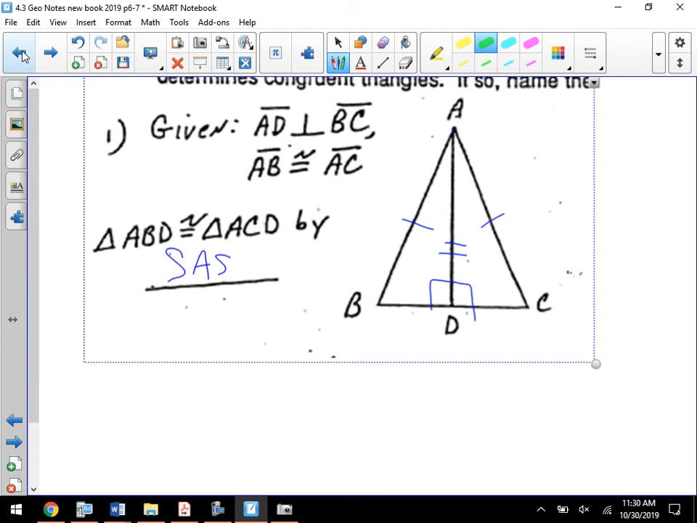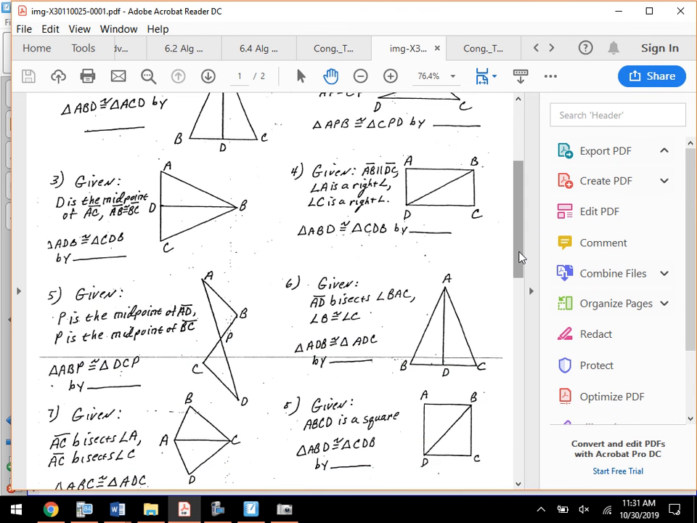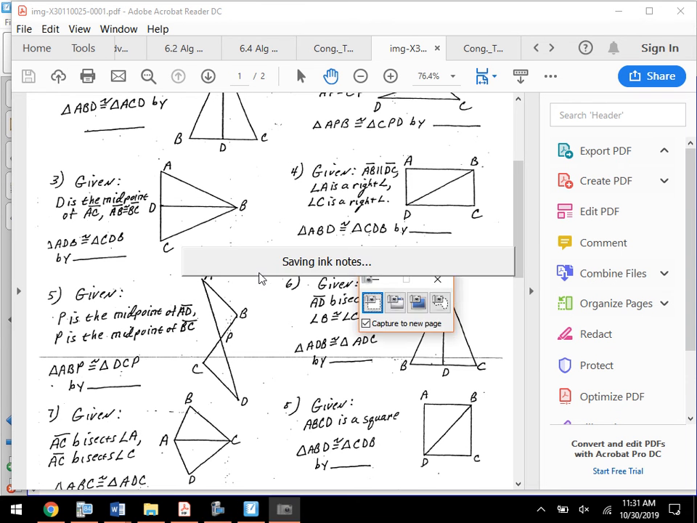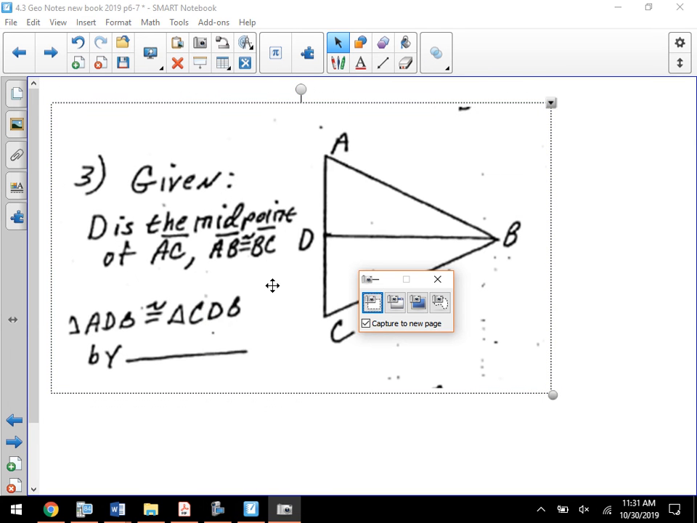Look down to number 3. Number 3, you have a midpoint, and you have another piece that's given. So think about your progressions. What do you do when you have a midpoint? What do you mark? The middle. Well, not the middle. What do you have to mark according to your diagram? What do you know for certain?